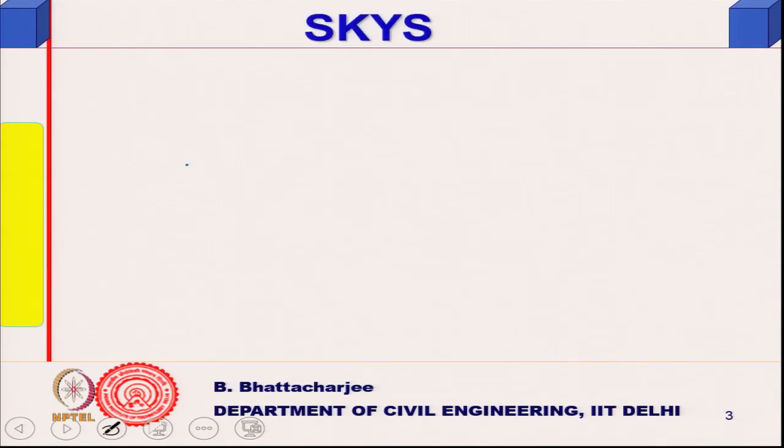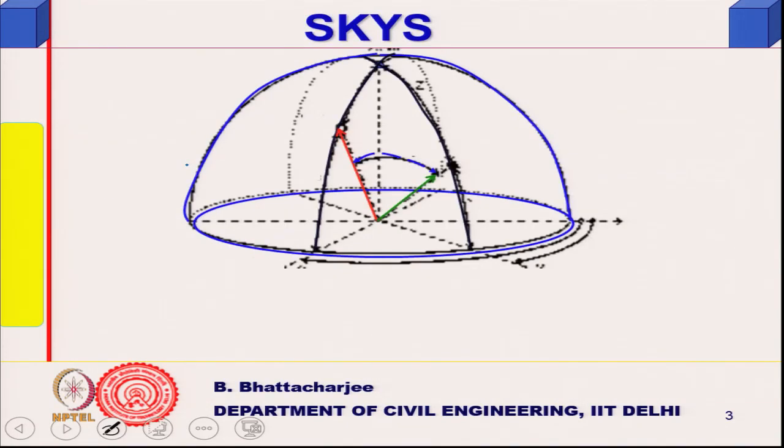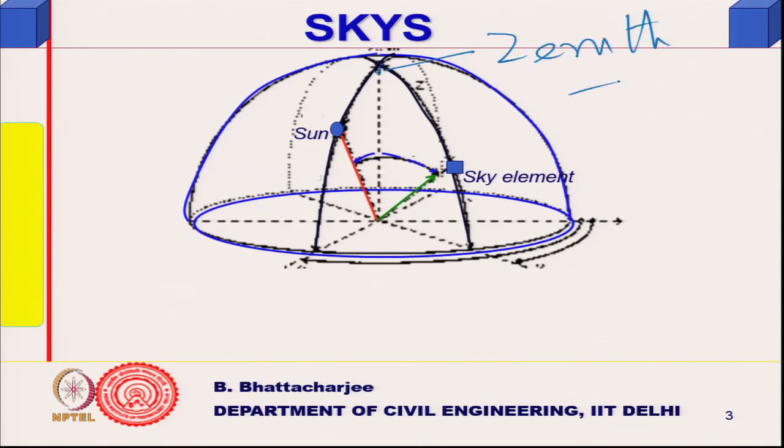So, this diagram that I was talking about looks something like this. You see, this is your horizontal plane, this is the sky element and this is the sun. And this is the zenith point. I am trying to show it in 3D.